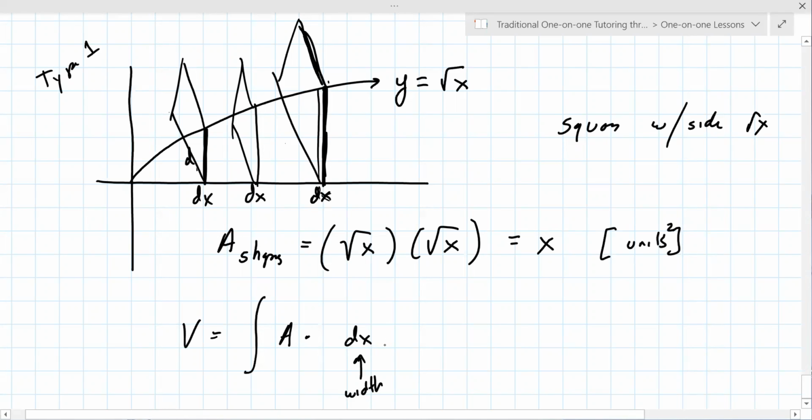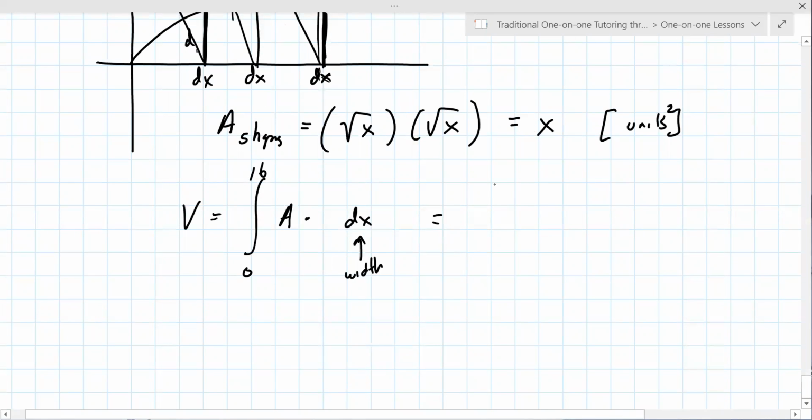So, is this the volume of one of those squares or all of those squares? It's all of them. The volume of one square is just a times dx. But when you integrate, you get all of them. Got it. Okay. So we'll go from 0 to 16, and that has to be given. Yeah, they have to tell you that. So this would be 0 to 16 x dx.